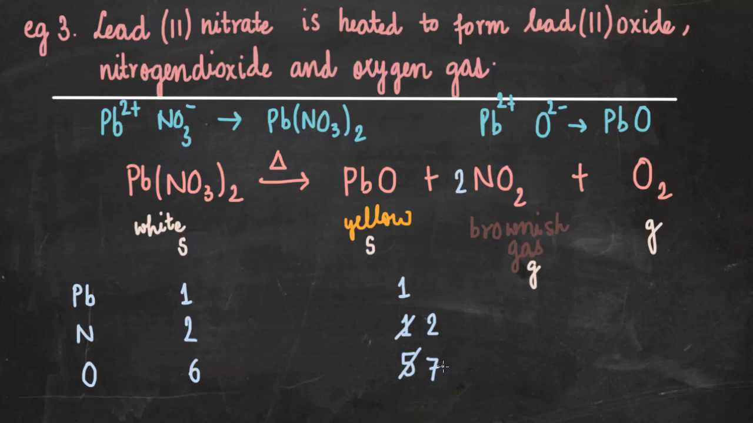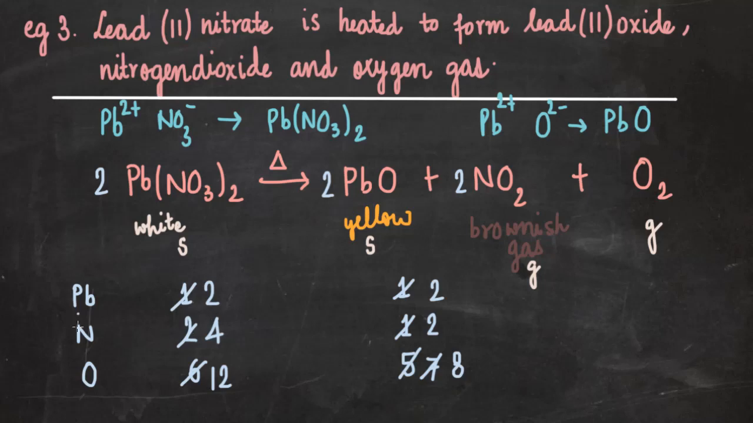What can we do in such a situation? How about we write a 2 over here. So now oxygen on this side has become 8 and lead has become 2. So we try to balance lead on the reactant side as well. For that we'll write a 2 over here. So now lead has become 2 on the left hand side. Nitrogen has become 2 into 2, which is 4. Oxygen has become 3 into 2, 6. 6 into 2 is 12.